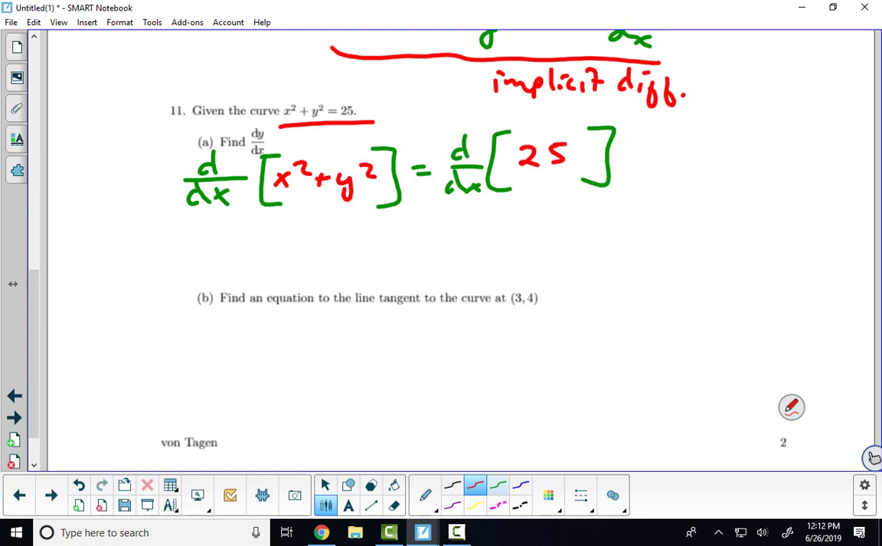Folks, what did I do between the question and this first line? I stated you're going to take the derivative of each side. I've just written out that I'm going to take the derivative of both sides of the equation. Everyone see that? Okay.